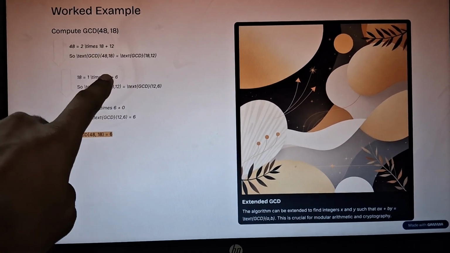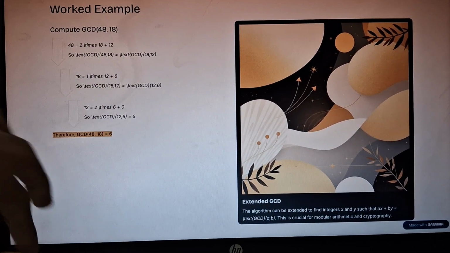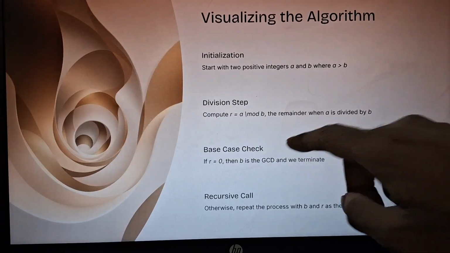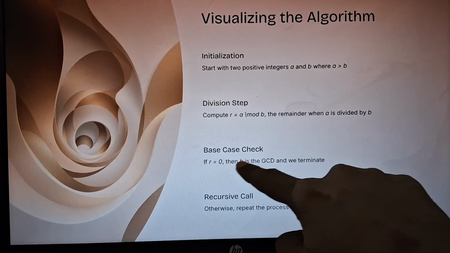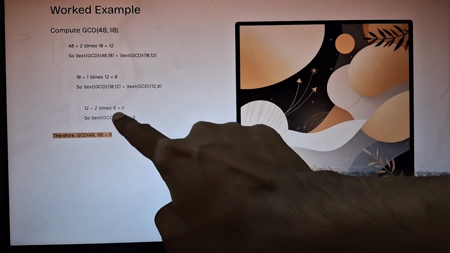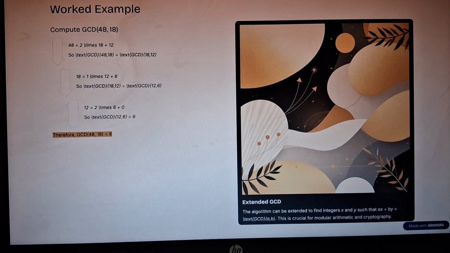Take 12 here, put it over here, and then divide 12 by 6. Here we finally get the remainder equal to 0. Therefore, if the remainder is 0, then b is the GCD. That is, here 6 is the GCD. Here this is the b. Okay, so therefore the GCD of 48 and 18 is equal to 6.